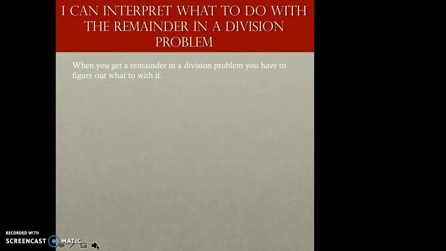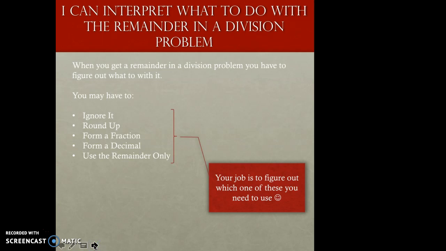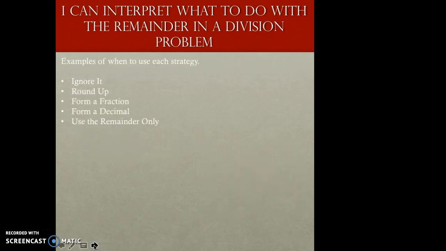All right, when you get a remainder in a division problem, you have to figure out what to do with it. Now, you have some options. You might have to ignore it. Possibly you will round it up. You might, in some instances, form a fraction with it, form a decimal, or you might just be using the remainder only. I'm going to show you examples of each of these. Your job is going to be to figure out which one of these you need to use when you're doing division problems. So let's first think about when would we ignore a remainder.